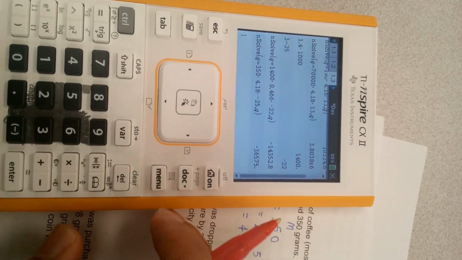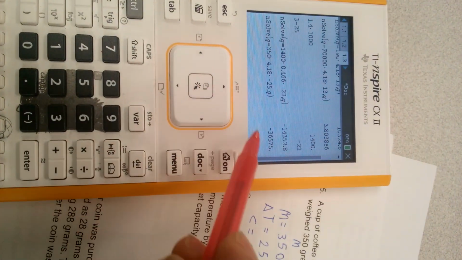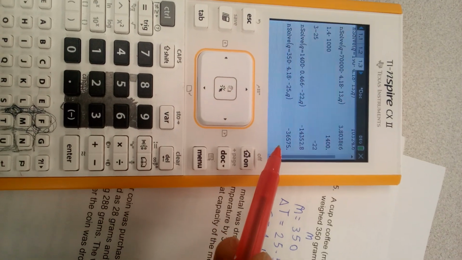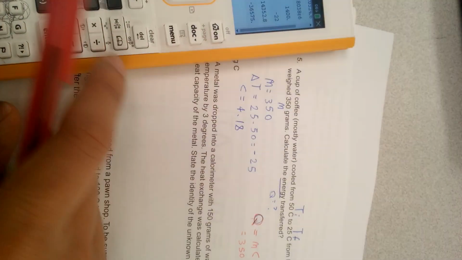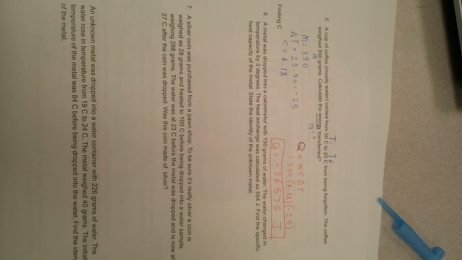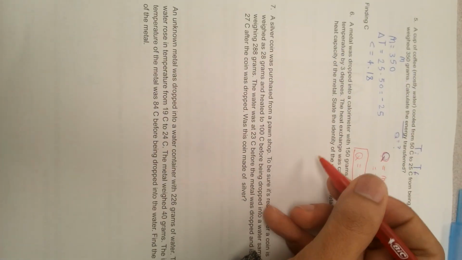So here is number 5. It is going to be negative 36,575. And this is the work that is required to get there. Questions 6 through 9 are going to be about finding C, and this is a little bit more challenging, and we'll do that in the next video.